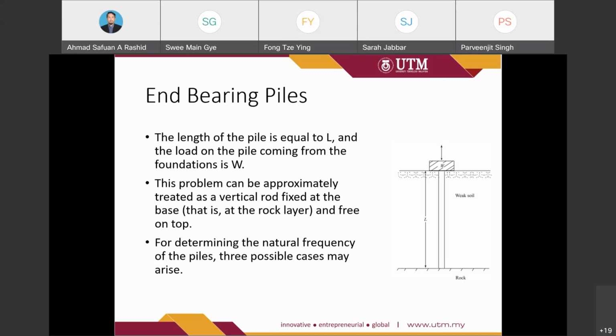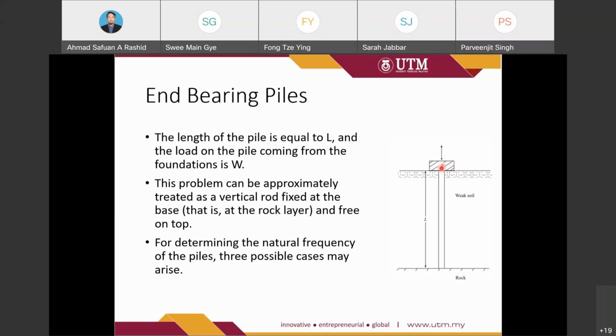The length of the pile is equal to L, and the load coming from the foundation is W. This problem can be approximately treated as a vertical rod fixed at the base, that is the rock layer, and free on the top.